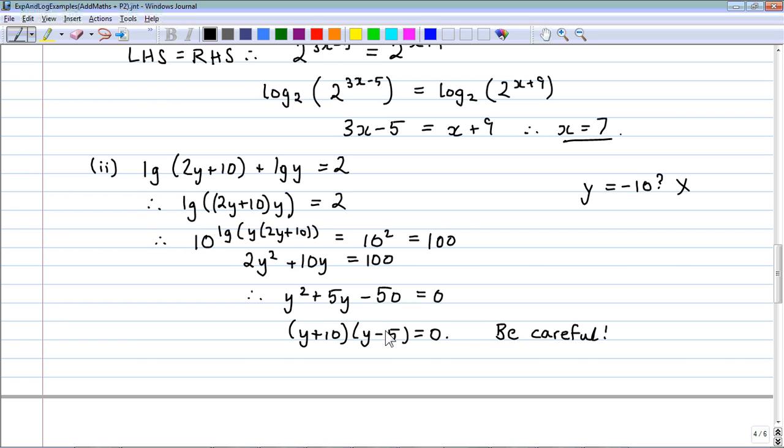So on the other hand, if y is plus 5, that's no problem. That gives me a positive number here, and you could actually double check. If y is plus 5, you've got log of 10 plus 10, log 20, plus log 5, and log 20 plus log 5 is equal to log 100, which is indeed 2. So the correct answer is that there is only one answer, and that answer is y equals 5.